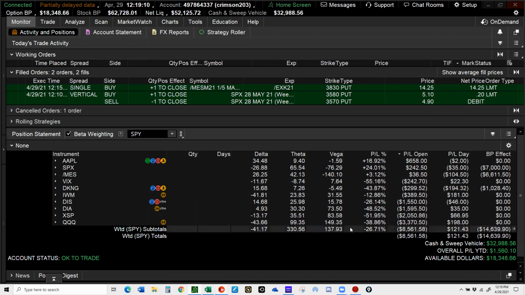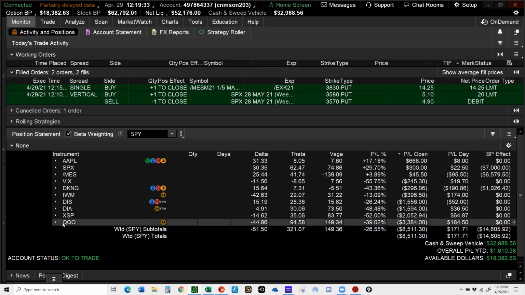This is my guideline. I want this to be positive, this to be a little bit negative. I want this to be positive, neutral, or at least manageable to the negative side, right? And then this will take care of itself. And look at this, y'all. By closing that one today, now we're down to 14,000 in buying power. Beautiful. Just beautiful. All right.